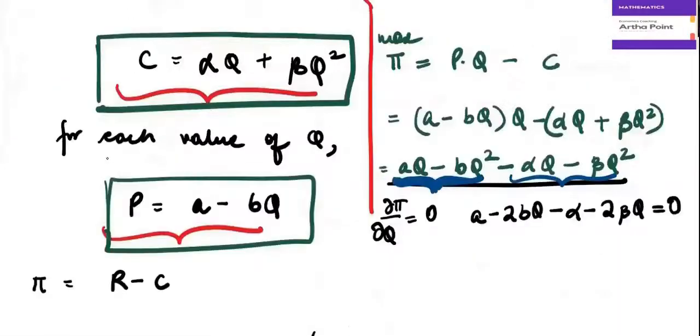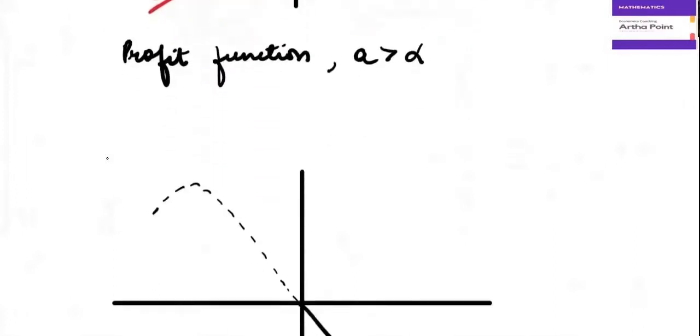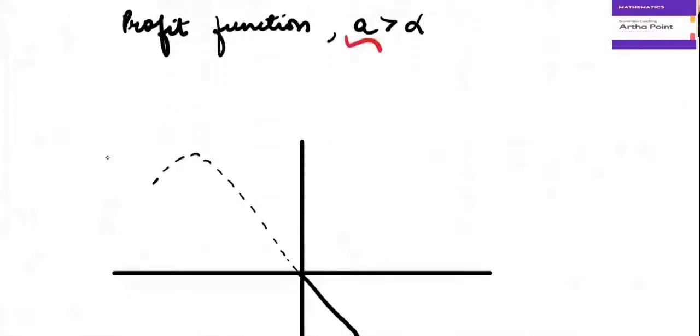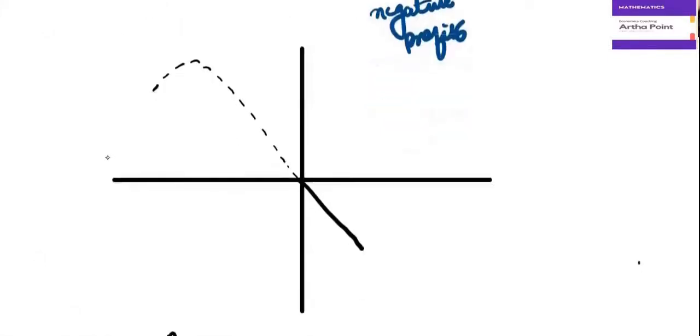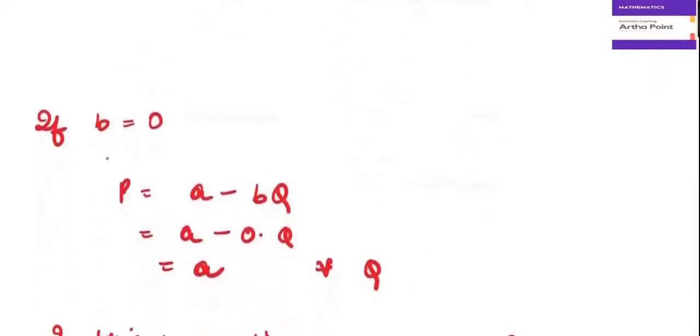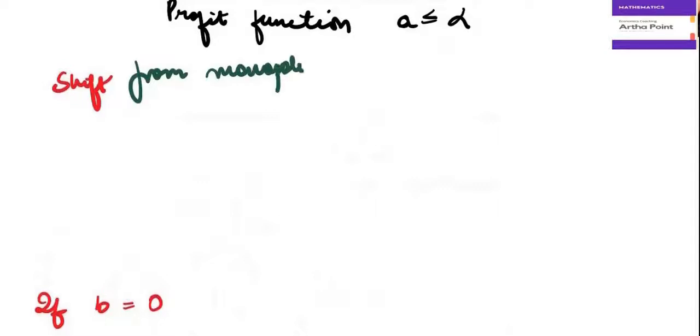Now, once we have got this profit function, we also want to suggest what happens if A is less than alpha. If A is less than alpha, we will actually have negative profits. And if I have negative profits, my best chance is to have 0 quantity and not produce at all. Okay. Now, here is the deal. Supposedly, I want to shift from monopoly to perfect competition.